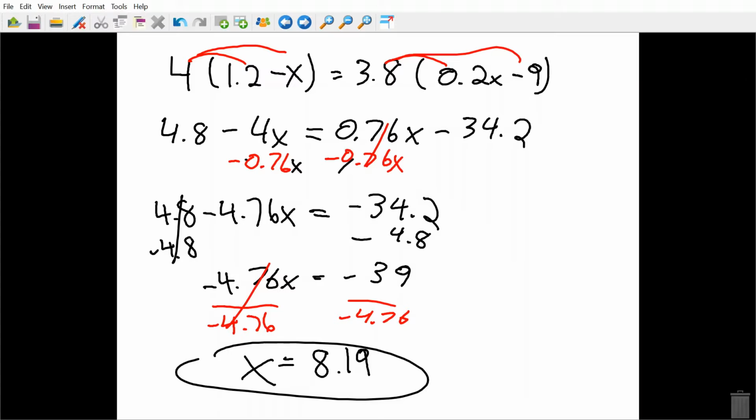Then we're going to get all our x's together by minusing 0.76x from both sides. Then we're going to move the 4.8 to the other side in order to help isolate our variable. The last step is to divide by negative 4.76 on both sides, and we're left with 8.19. Next question.